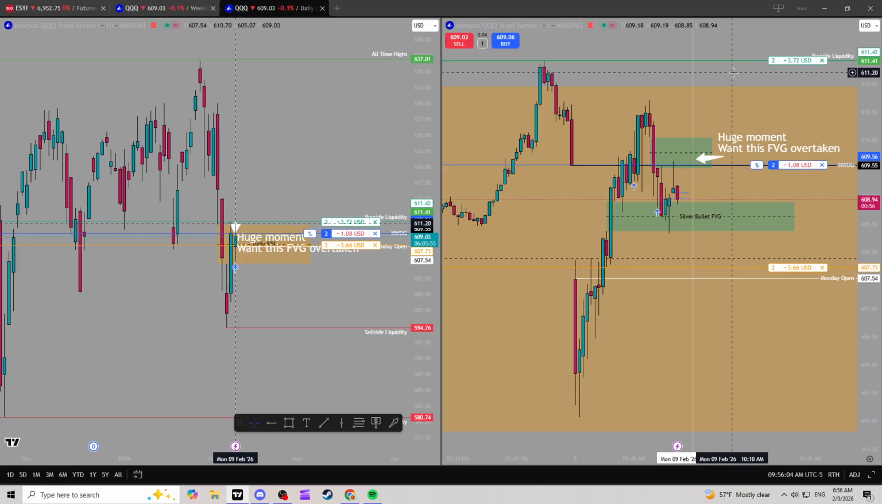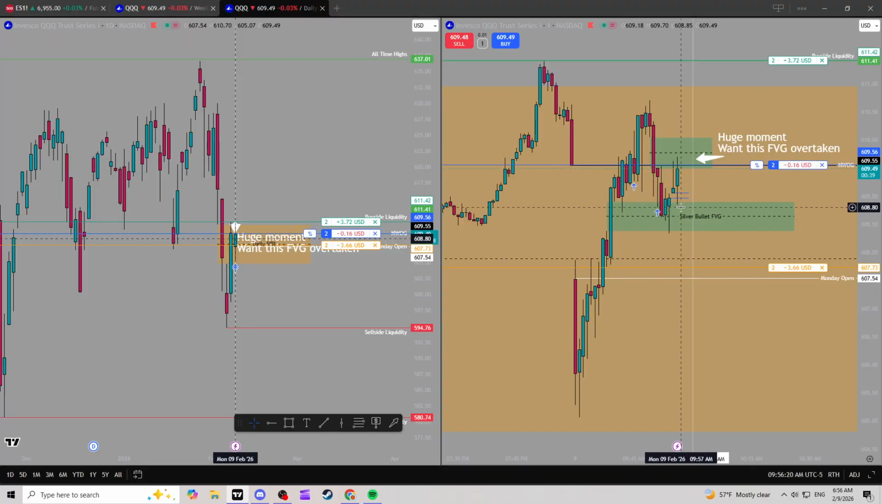Okay. That is a great reaction. Great reaction of price. See how it touched the top of that silver bullet fair value gap and the volume imbalance? Those are two key PD arrays right there. And now it's shooting towards this fair value gap.